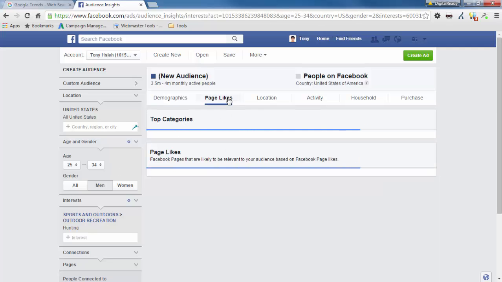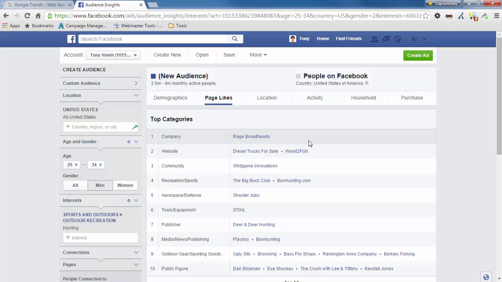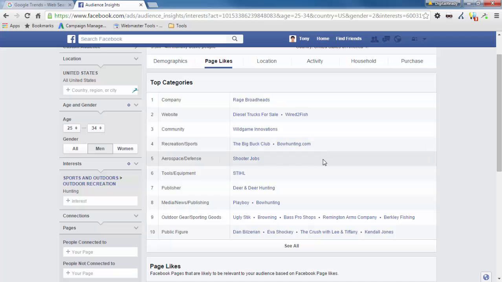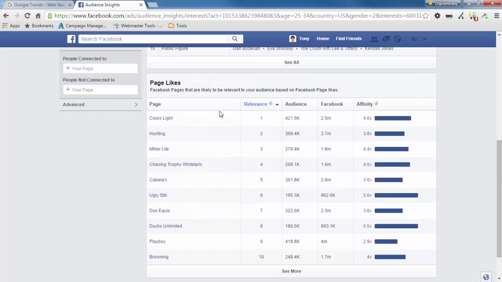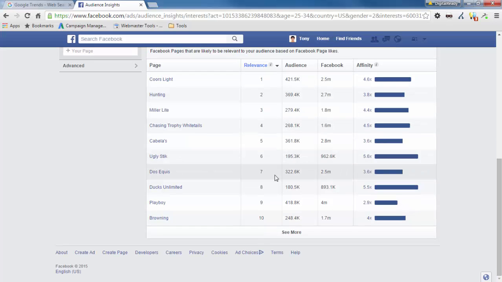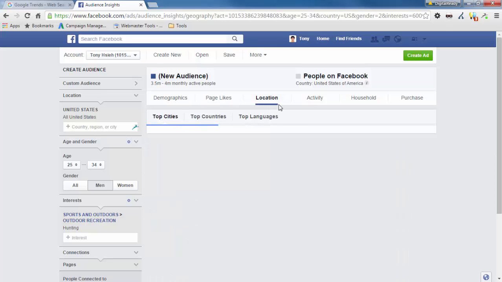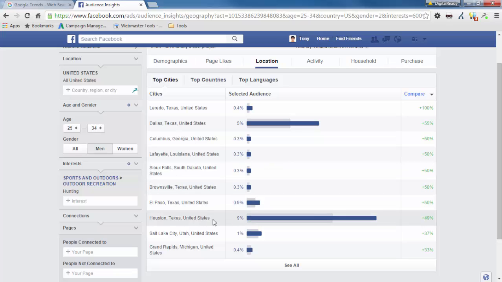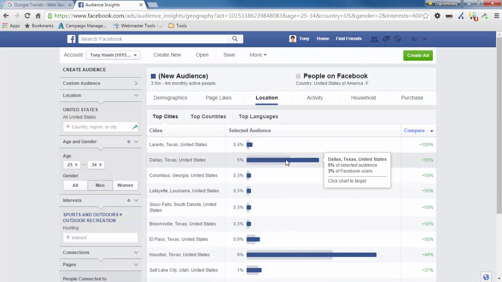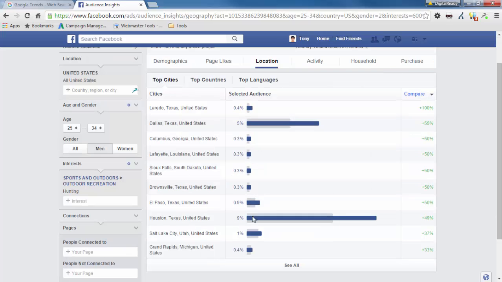Then we move on to page likes, and here you can really see what they like, what kind of websites they like, and communities they are involved in. Okay, so deer hunting, publisher, and then pages like drinking beer, hunting, Miller Lite. So a lot of them like beer, it seems. Playboy. And then location-wise, where do they live? Texas. A lot of them seem to live in Texas. Texas people seem to like hunting.